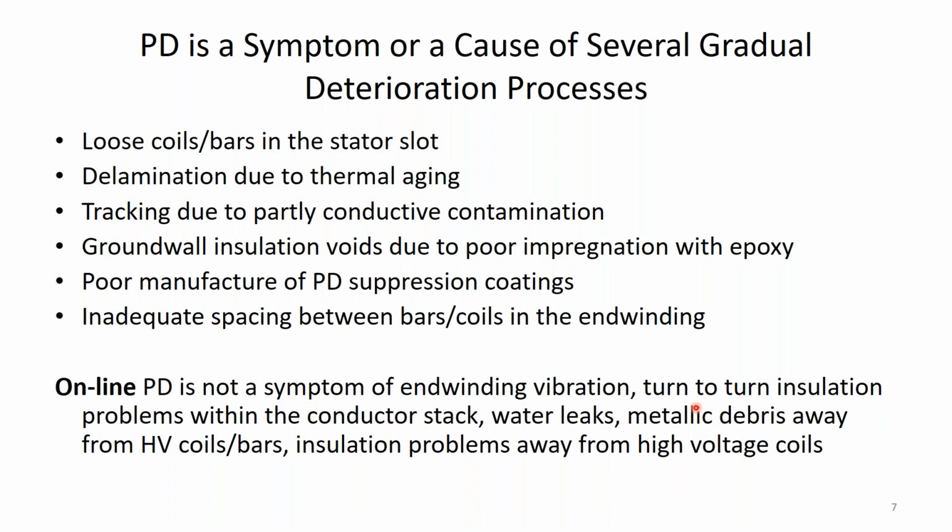If you have metallic debris and it's not on a high voltage coil, we won't see it. So if you leave a wrench in the machine, that's one of the biggest failures I had when I was in a utility. We had a 600 megawatt unit go down because we left a tool inside the machine. No monitoring system could have detected that, and the machine failed quite catastrophically. Unless you're lucky that it's on a high voltage coil, you won't detect it. And even complete gaps right down to the copper in the insulation away from the high voltage coils, online PD detection will not detect it. Now, offline testing might detect these latter two problems, but I want to point out what we can't detect.